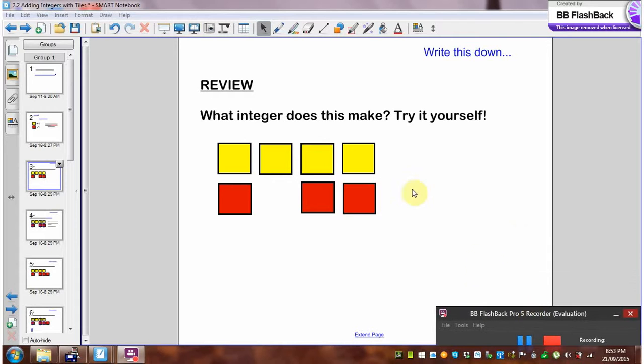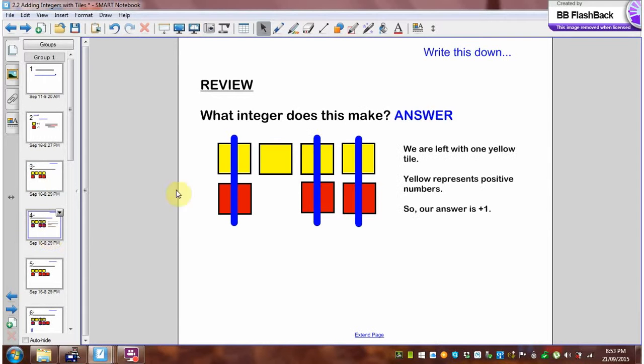Okay, so by now you should have this done. If you had trouble with that, just ask a buddy for help. Or if I'm available, ask me. But here's the answer. Check and see. Okay, so there's our answer.